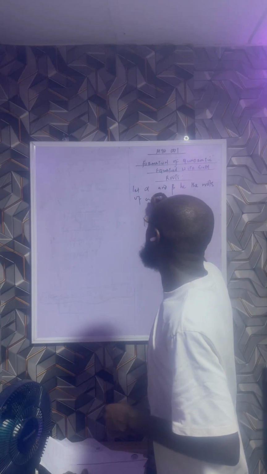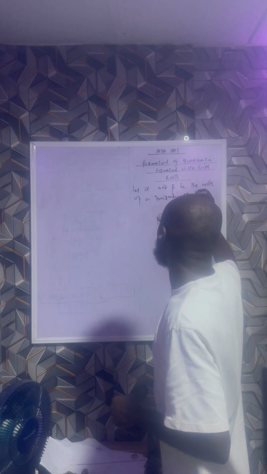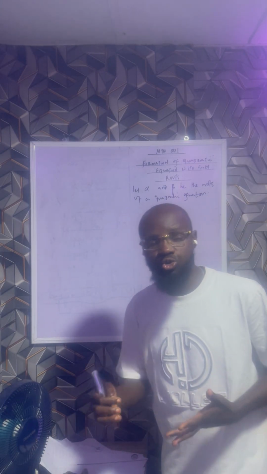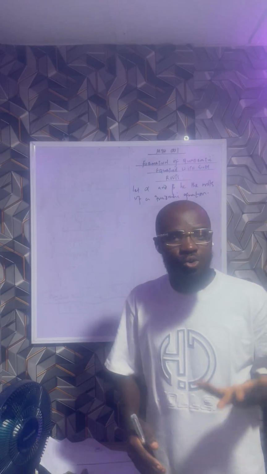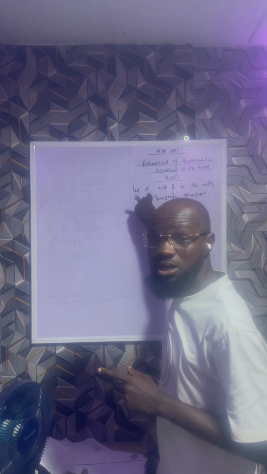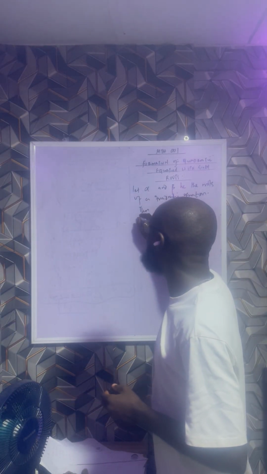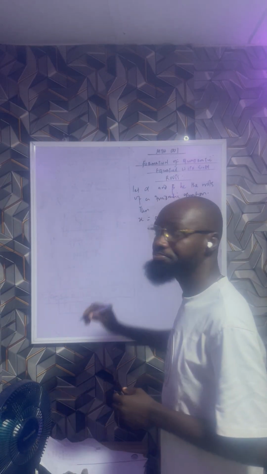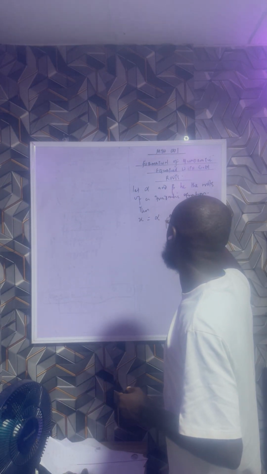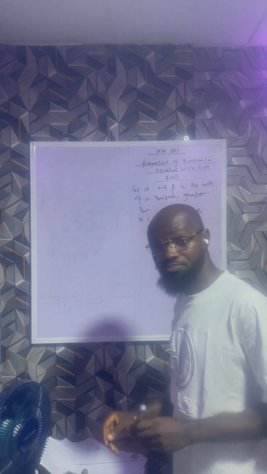of a quadratic equation. Let alpha and beta be the two roots. We know that in a quadratic equation, we always have two roots. So suppose that alpha is one of the roots, then beta is the other root. Then we can say x is equal to alpha or x is equal to beta, meaning that the two roots can either be alpha or beta.